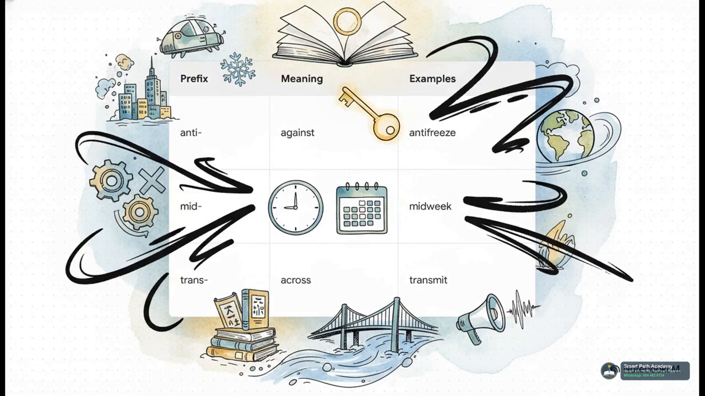Now, let me give you a little reading superpower. Word parts, specifically prefixes. Knowing these unlocks unfamiliar words in an instant. The prefix anti means against or opposed, like in antifreeze or anti-gravity. The prefix mid means middle, as in midweek or midpoint. And trans means across or through, like transmit or translation. Seriously, lock these into your memory and you'll find yourself reading so much faster and with way more confidence.